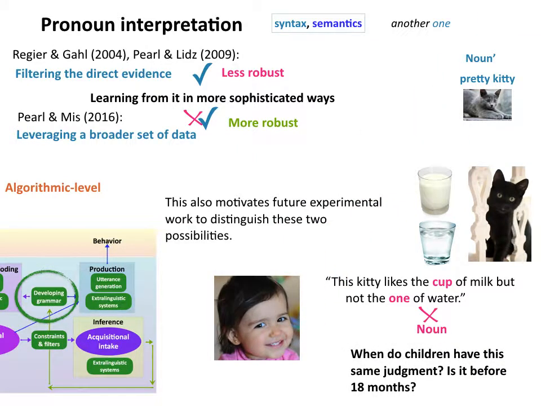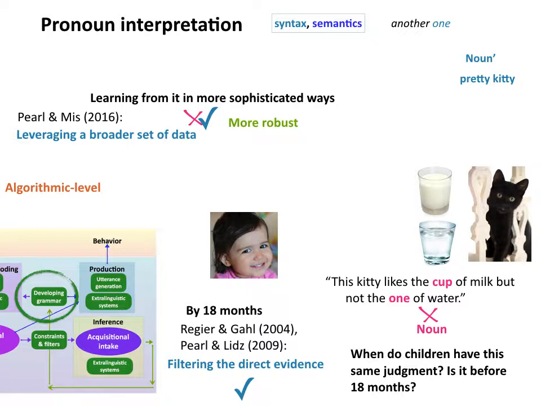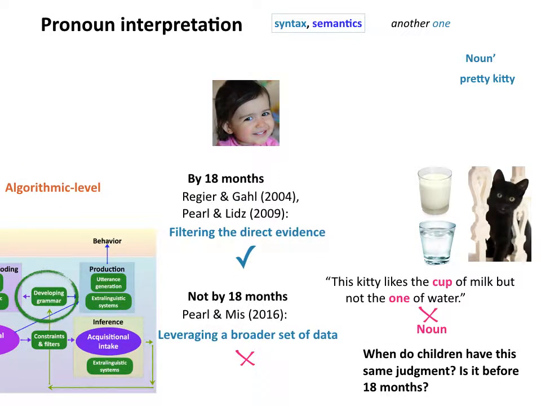When do 18-month-olds have this same judgment? Is it before or after 18 months? If it is before 18 months, and they also generally, even in this context, want one to be category N-bar, then they're probably using a filtering-the-direct-evidence sort of strategy. But if instead they think it's okay, then that means they probably are using this leveraging-a-broader-set-of-data strategy, because they said, in this context, I'm fine with one being a noun. I accept this, that's okay. So this is the kind of thing that we could look at in order to determine, based on our computational modeling results, what kind of representations really are there at 18 months and what strategy 18-month-old children are likely to be using to get those knowledge representations.